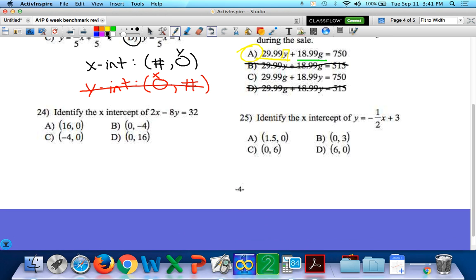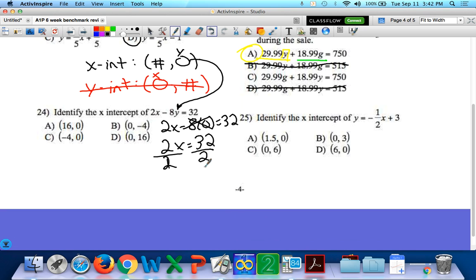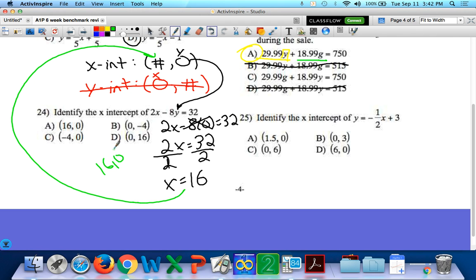And so I know I need to take this 0 and plug it in for y. That means 2x minus 8 times 0 equals 32. Those are going to cancel. I get that 2x equals 32. Divide by 2, divide by 2, x equals 16. And I look at x equals 16 as not an answer. But I know that this was just half of my point. The other half is always 0. So it should be 16, comma, 0.